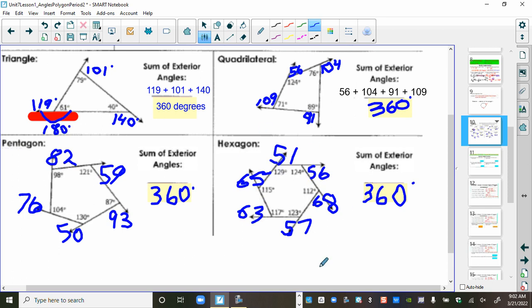So yeah, you can check those numbers. They should add up to 360 as well. So I'm not going to do that. You can do that, not me.